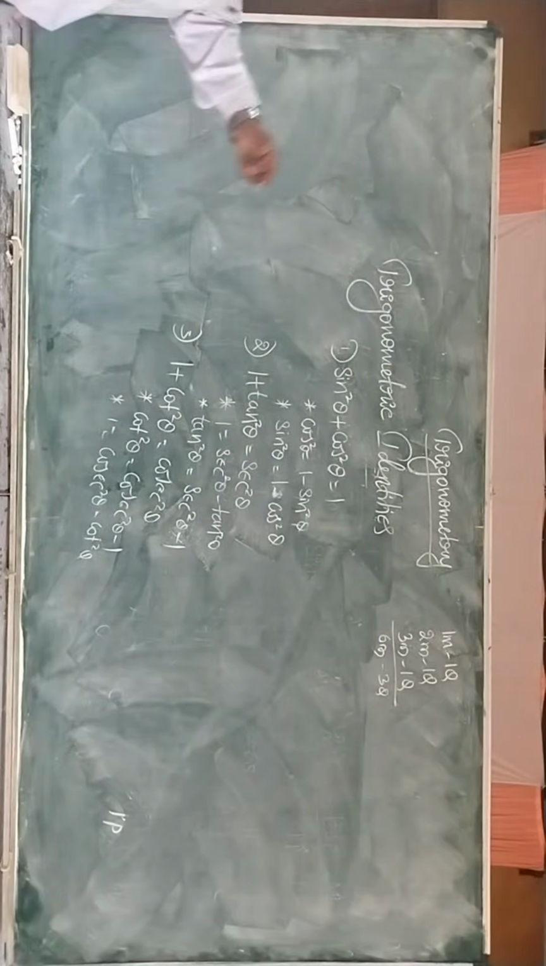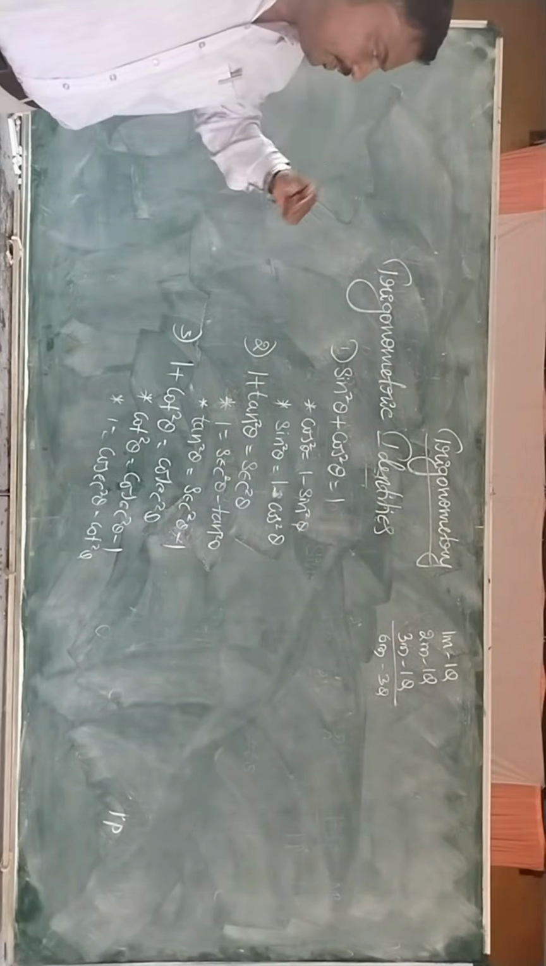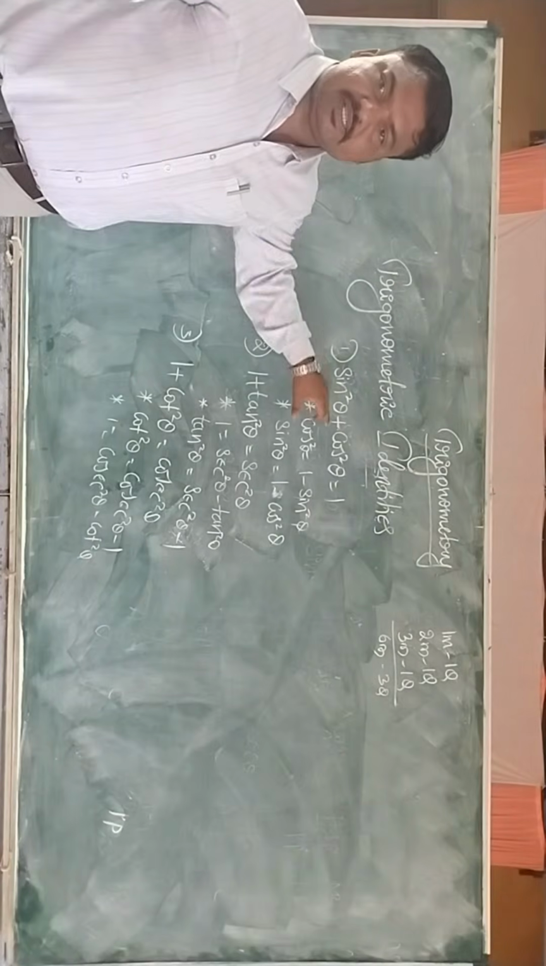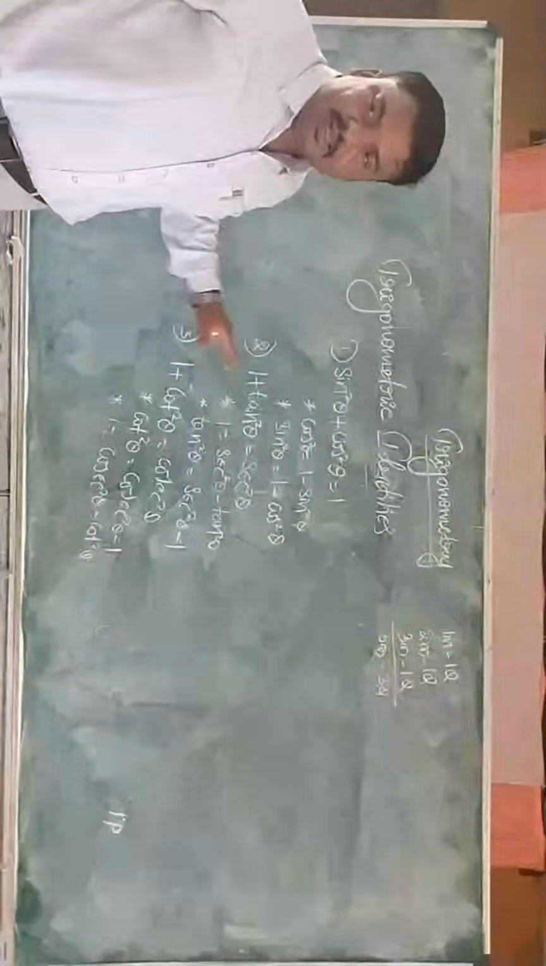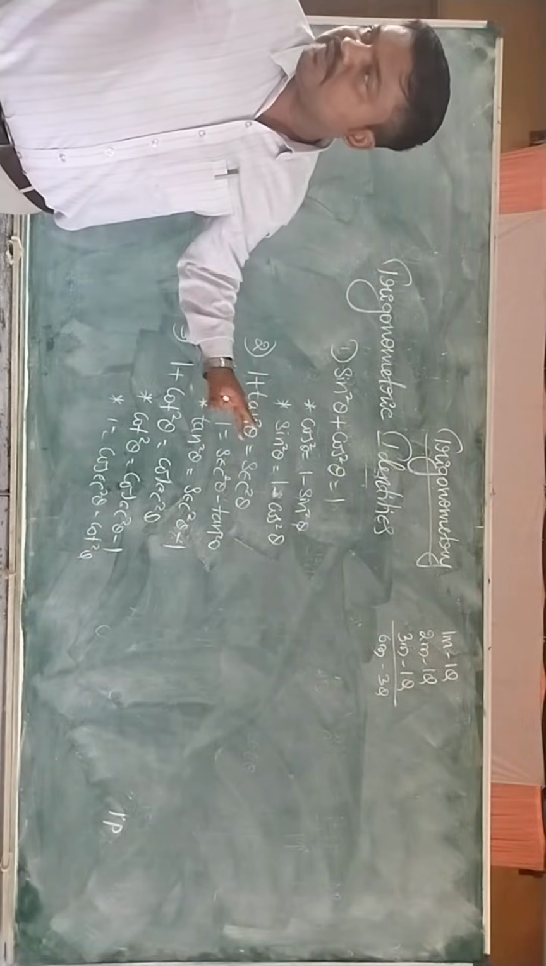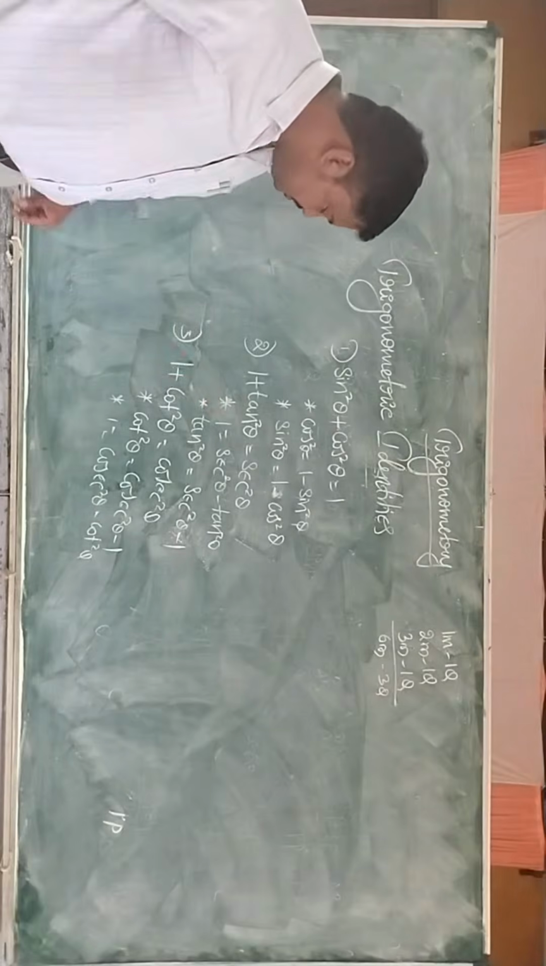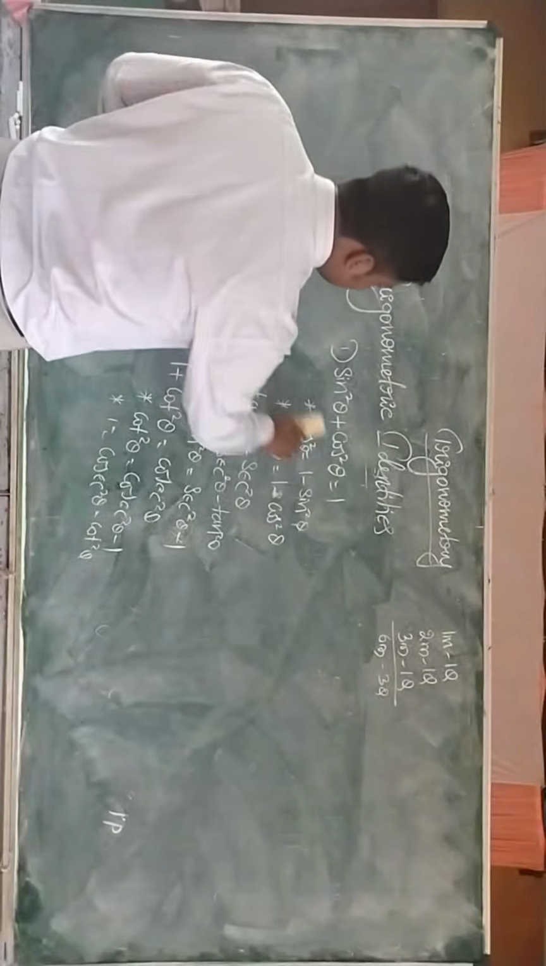So these are the trigonometric identities. Only three you can remember. One is sin square theta plus cos square theta is equal to 1. 1 plus tan square theta is equal to sec square theta. And 1 plus cot square theta is equal to cosec square theta. That's it. Okay. So now you can see the examples.